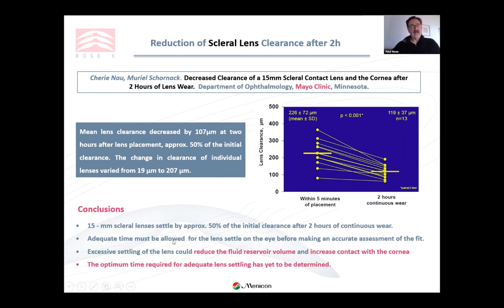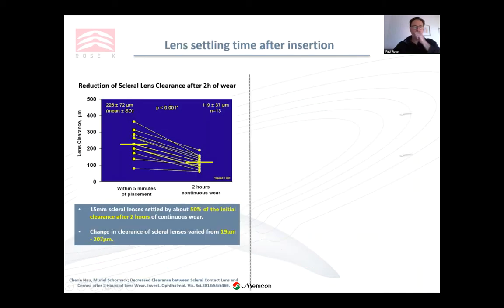However, adequate time must be allowed for the lens to settle before making an accurate assessment of the tear layer, and excessive settling of the lens could reduce the fluid volume and increase the contact with the cornea, which you obviously want to avoid. And their final conclusion was the optimum time for adequate lens settling has yet to be determined. So that's after 2 hours.